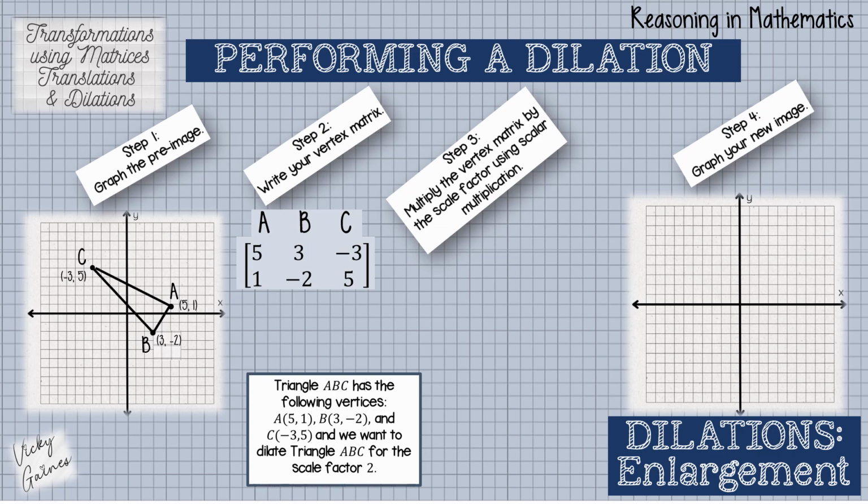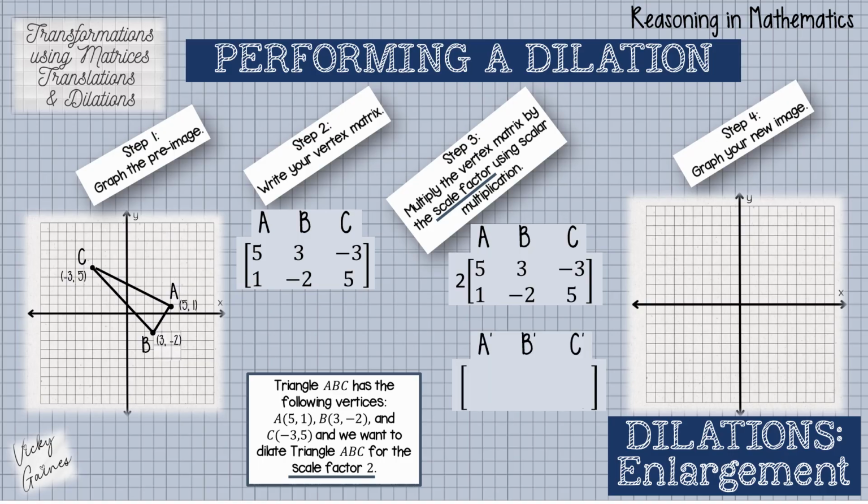So in step 3, we are going to multiply the vertex matrix by the scalar factor using scalar multiplication. Our scalar factor is given to us down below, which is 2. So we're going to multiply every single element in our vertex matrix by 2. A prime, 2 times 5 is 10, 2 times 1 is 2. B prime, 2 times 3 is 6, and 2 times -2 is -4. C prime, 2 times -3 is -6, and 2 times 5 is 10.